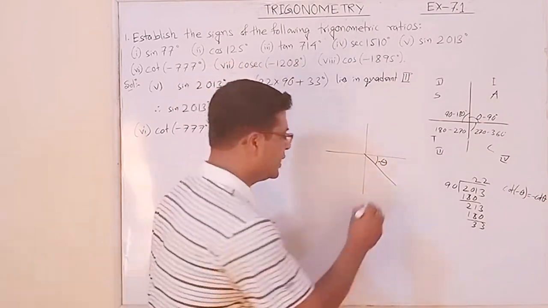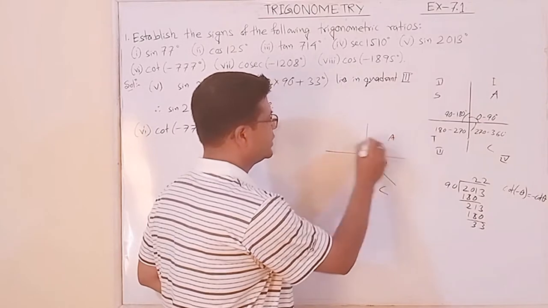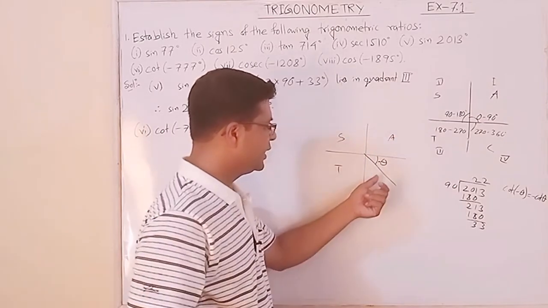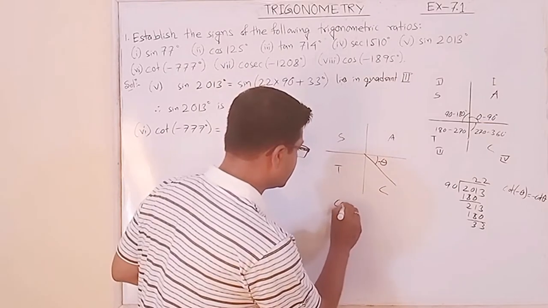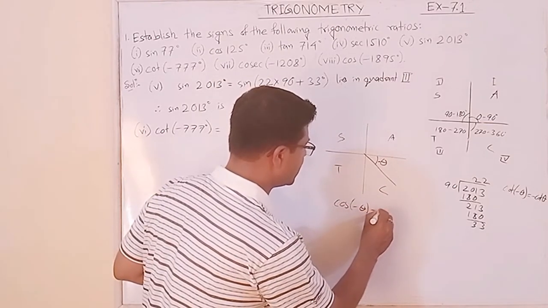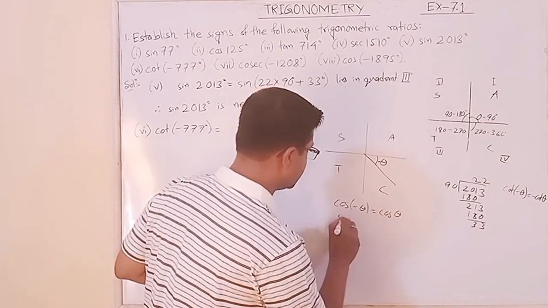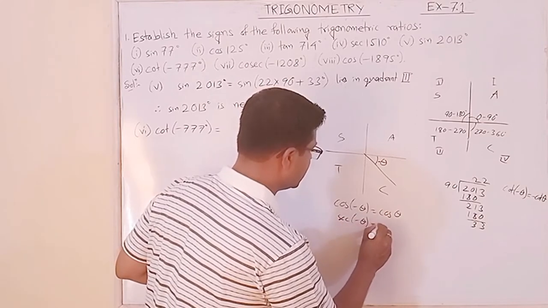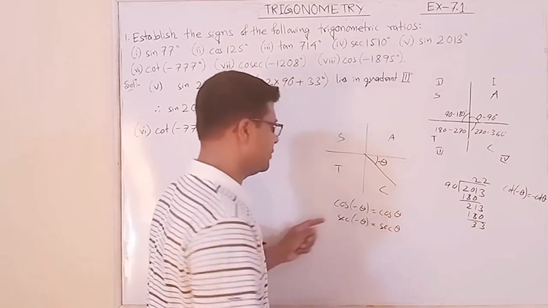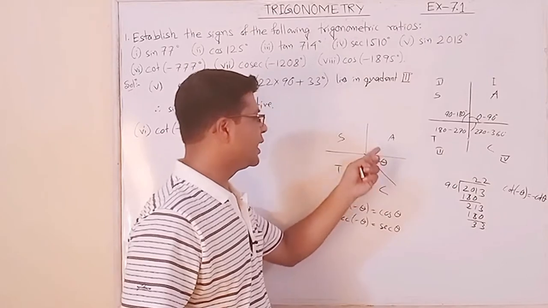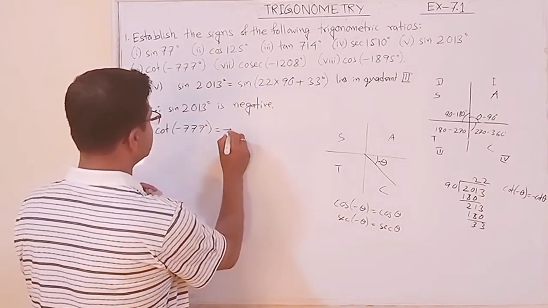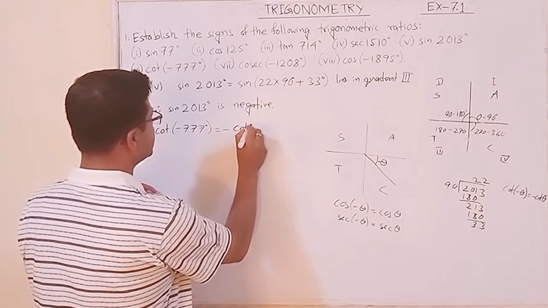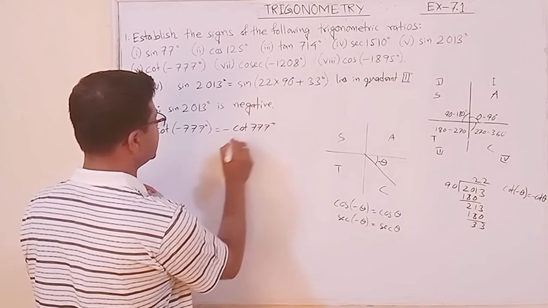Minus theta. Here only cos is positive. All, sine, tan, cos. Cos of minus theta is only plus theta. Sec of minus theta is sec theta. Cos and its reciprocal are positive in the fourth quadrant. Other angles are all negative. So cot of minus theta is minus cot of 777 degree.